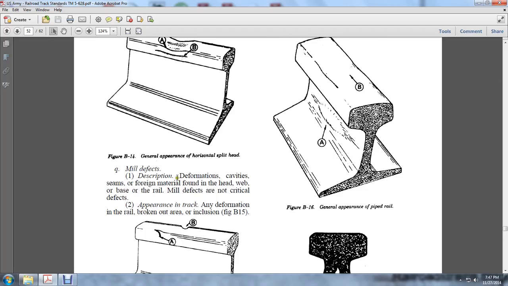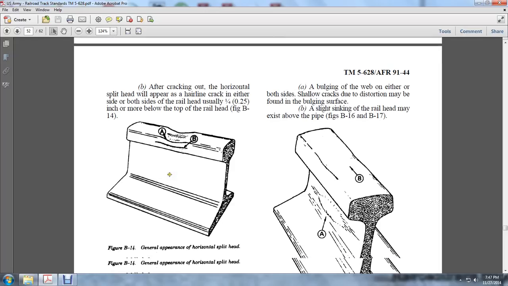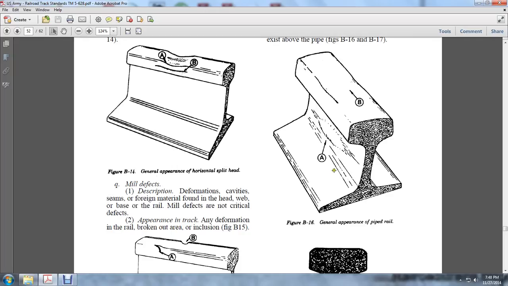Appearance in track: a bulging of the web and shallow cracks on either or both sides, which can be due to distortion from the founding and bulging surfaces. A slight sinking of the railhead may be present in the pipe. This is a horizontal split head in the middle, and the split. General appearance of a piped rail. A and B.